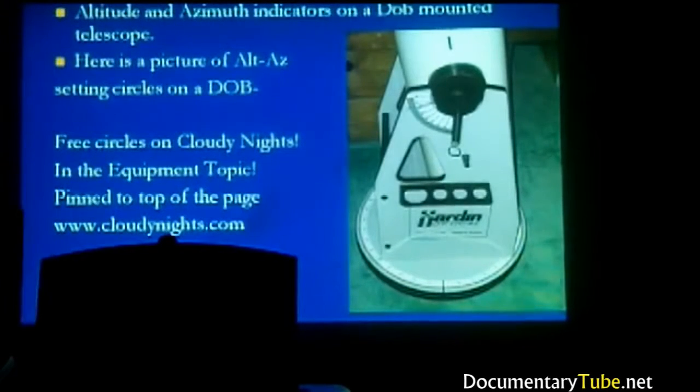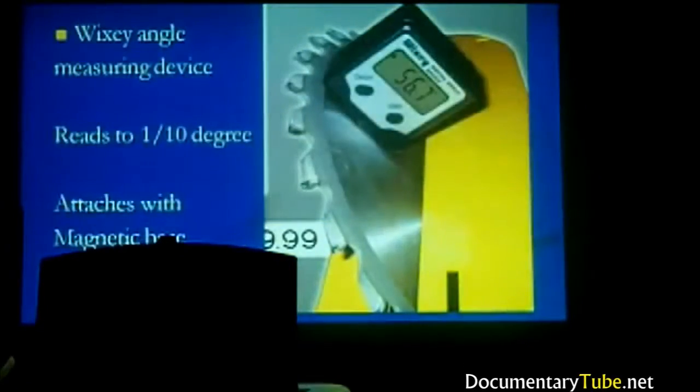Okay, so does anybody have any questions about the setting circles, right ascension, declination, altitude, azimuth? Is everybody okay with that? All right. Let's see what we've got here.